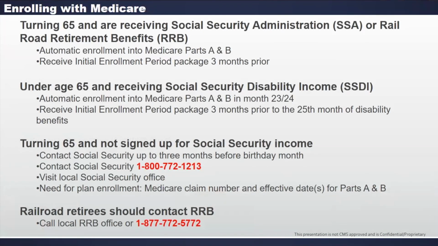So we talked about enrolling. Part B doesn't have anything different about it than Part A did. You're still in the 3 months, the 6-month window when you turn 65. It's still automatic if you're on Social Security or drawing SSDI. The same places to call to sign up, whether you're Railroad Retirement Board or want Medicare. So none of that changes.